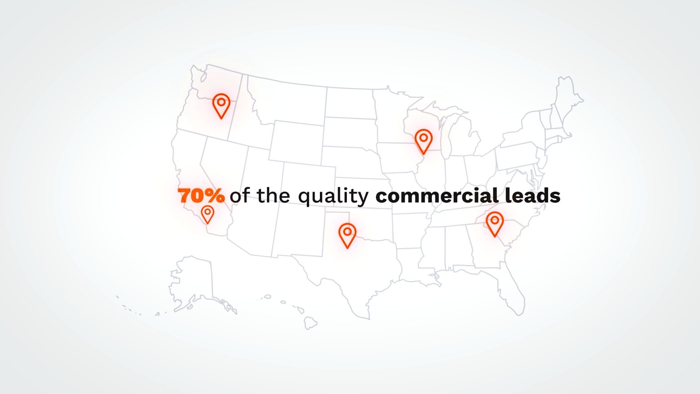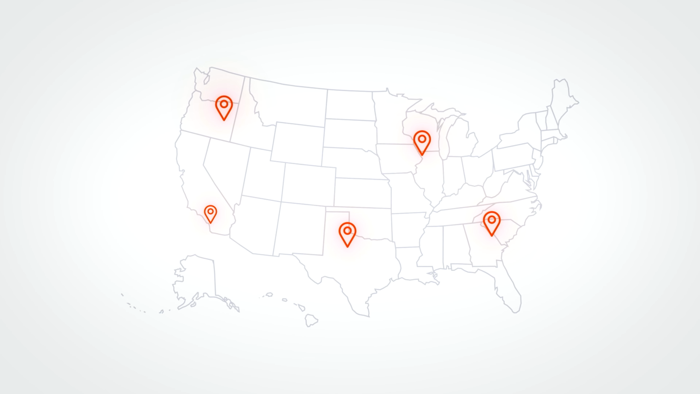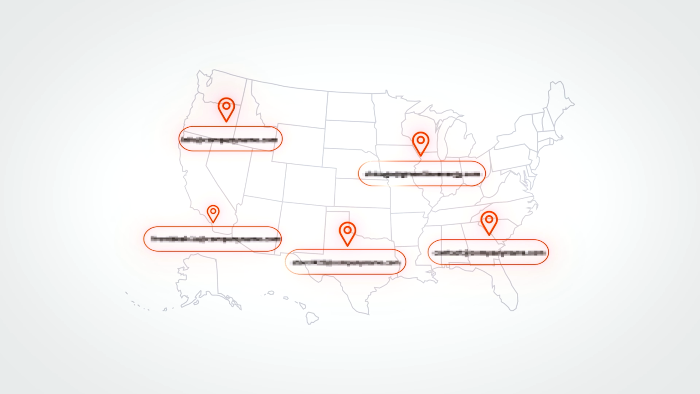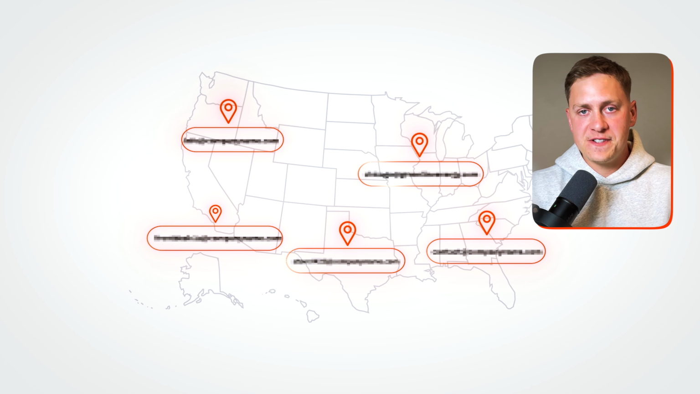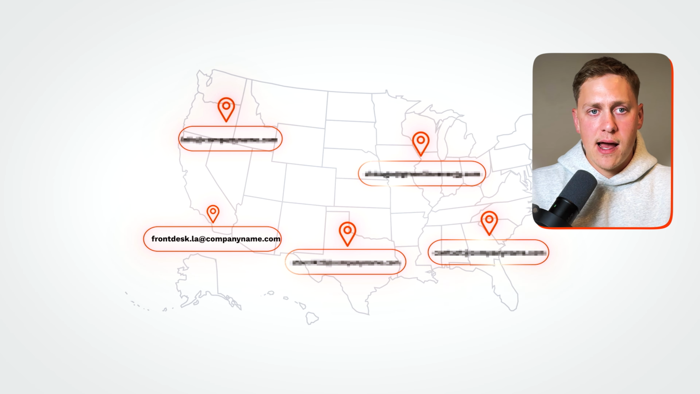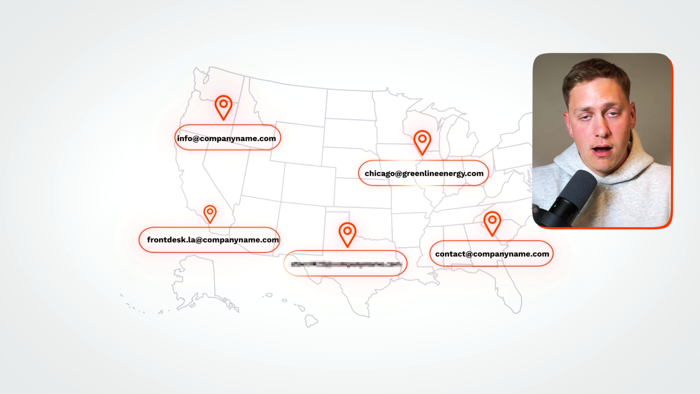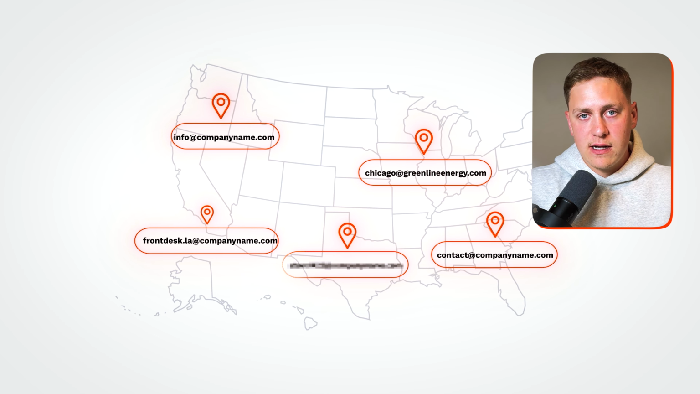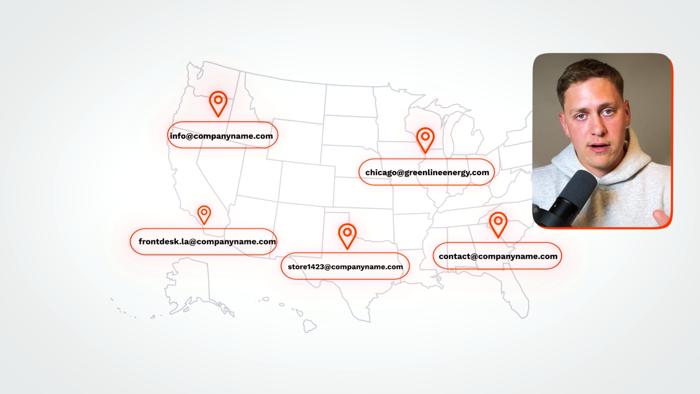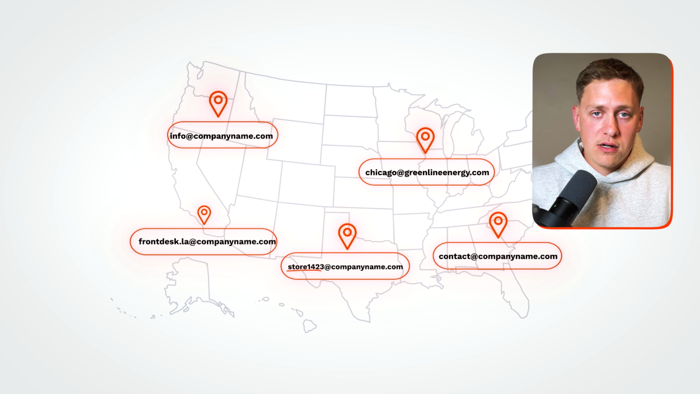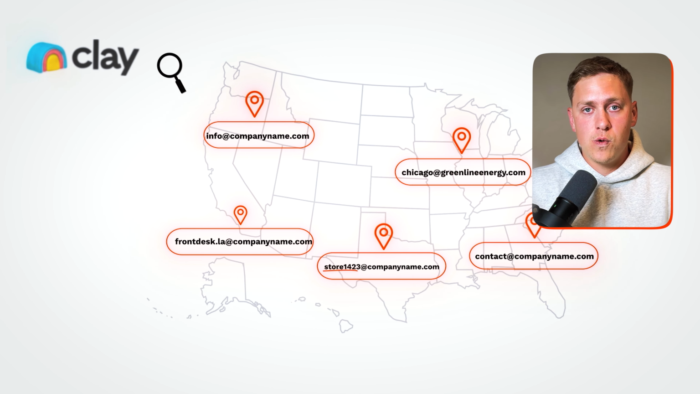What if I told you that 70% of the quality commercial leads that we generate for our cleaning clients come from emails that most companies completely ignore? I'm talking about general emails tied to specific office or facility locations. Emails like front desk at, contact at, info at, city office at, so Seattle office at, or even an email like for a franchise location, a specific one. It's gonna have a series of numbers and letters, and that's like their unique identifier. These are general emails that you can find using a tool called clay.com quite easily, and they consistently lead to booked walkthroughs and closed contracts.